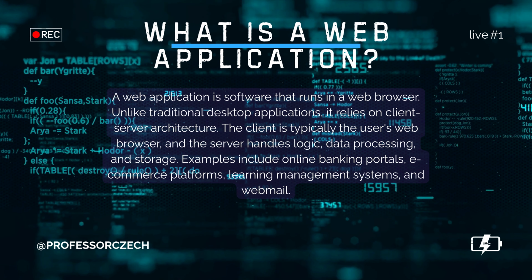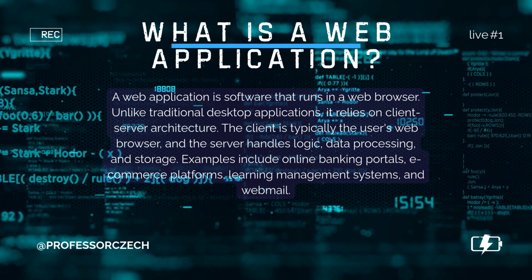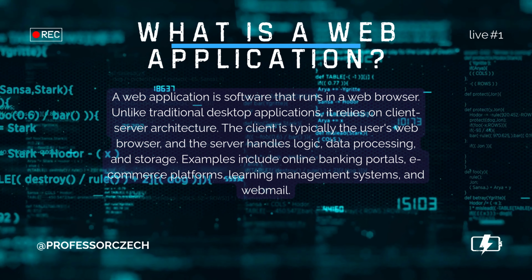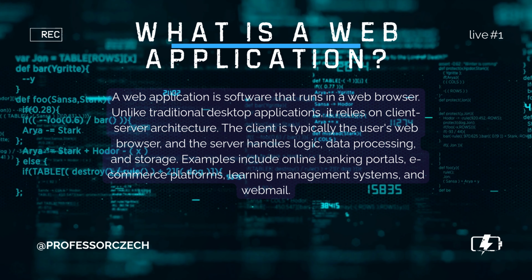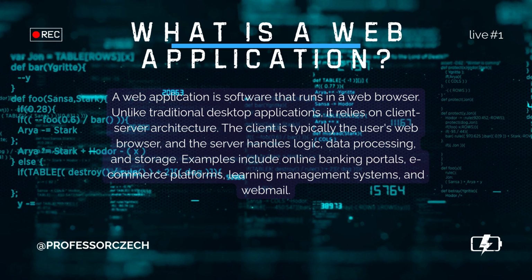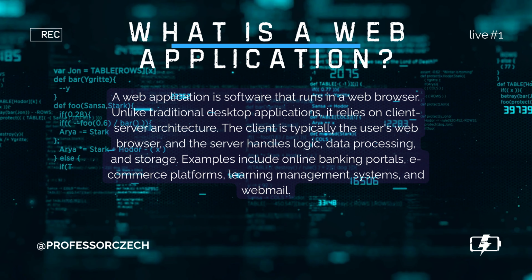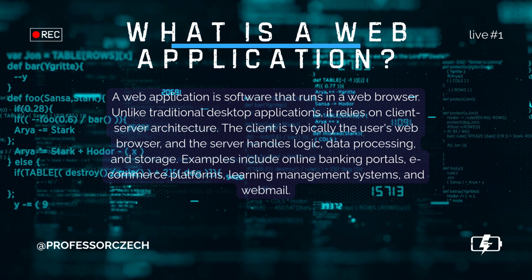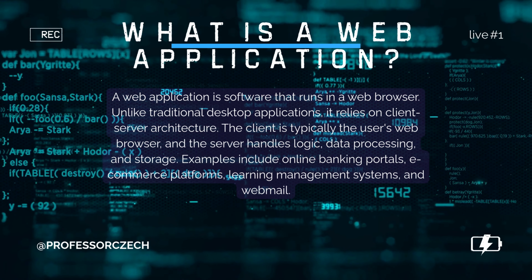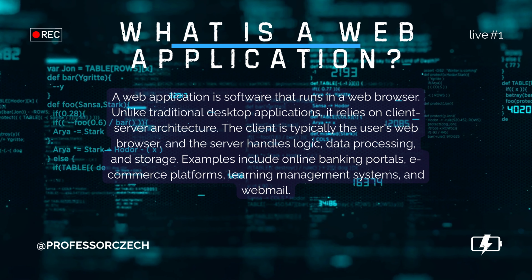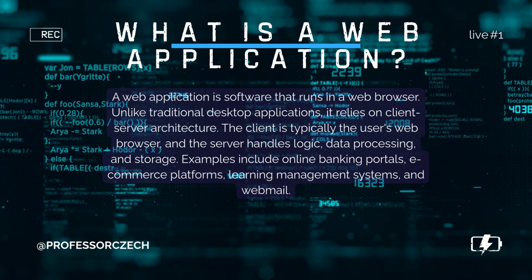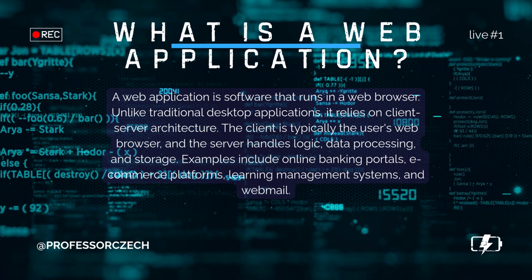Some examples of this would be your online banking portals, e-commerce platforms, and learning management systems, as well as webmail. Web applications are built using a combination of technologies, one of them being the front end: HTML, CSS, and JavaScript. It's what the user interacts with. The backend can be written in PHP, Python, Node.js, Java, and other languages. And then the database portion would be SQL or NoSQL based, like MySQL, PostgreSQL, or NoSQL being MongoDB or Firebase.